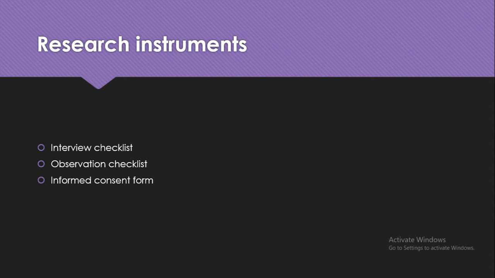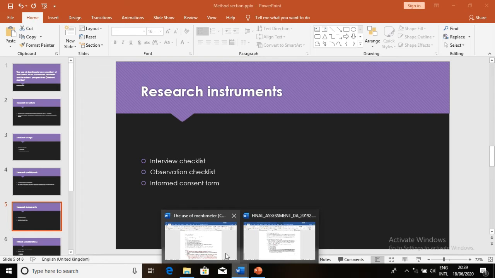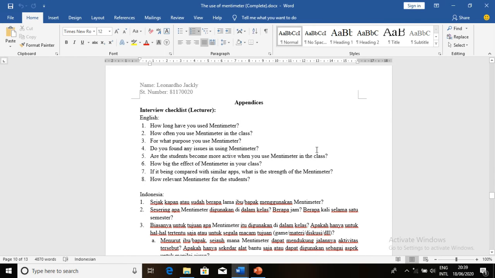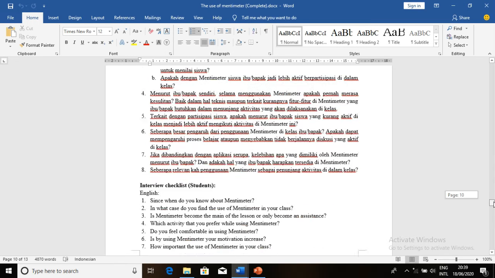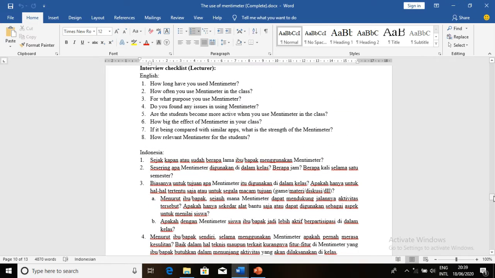And then the research instruments. I have an interview checklist, an observation checklist, and an informed consent form. I will show you the checklists. Okay, this is the interview checklist. I have an interview checklist for the lecturers and also for the students. They are mostly quite the same questions, but from a different perspective. This interview will help me to answer research question number 2.